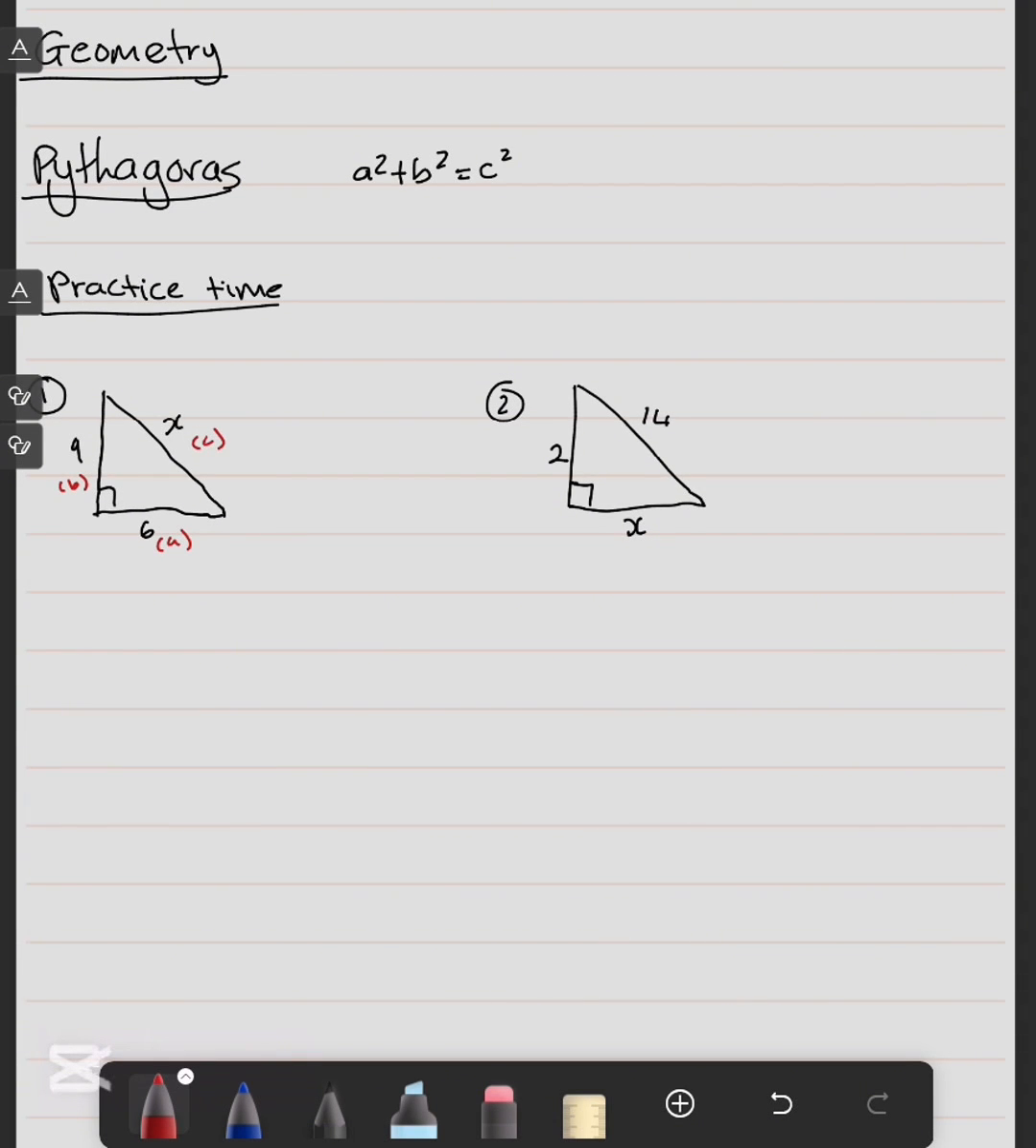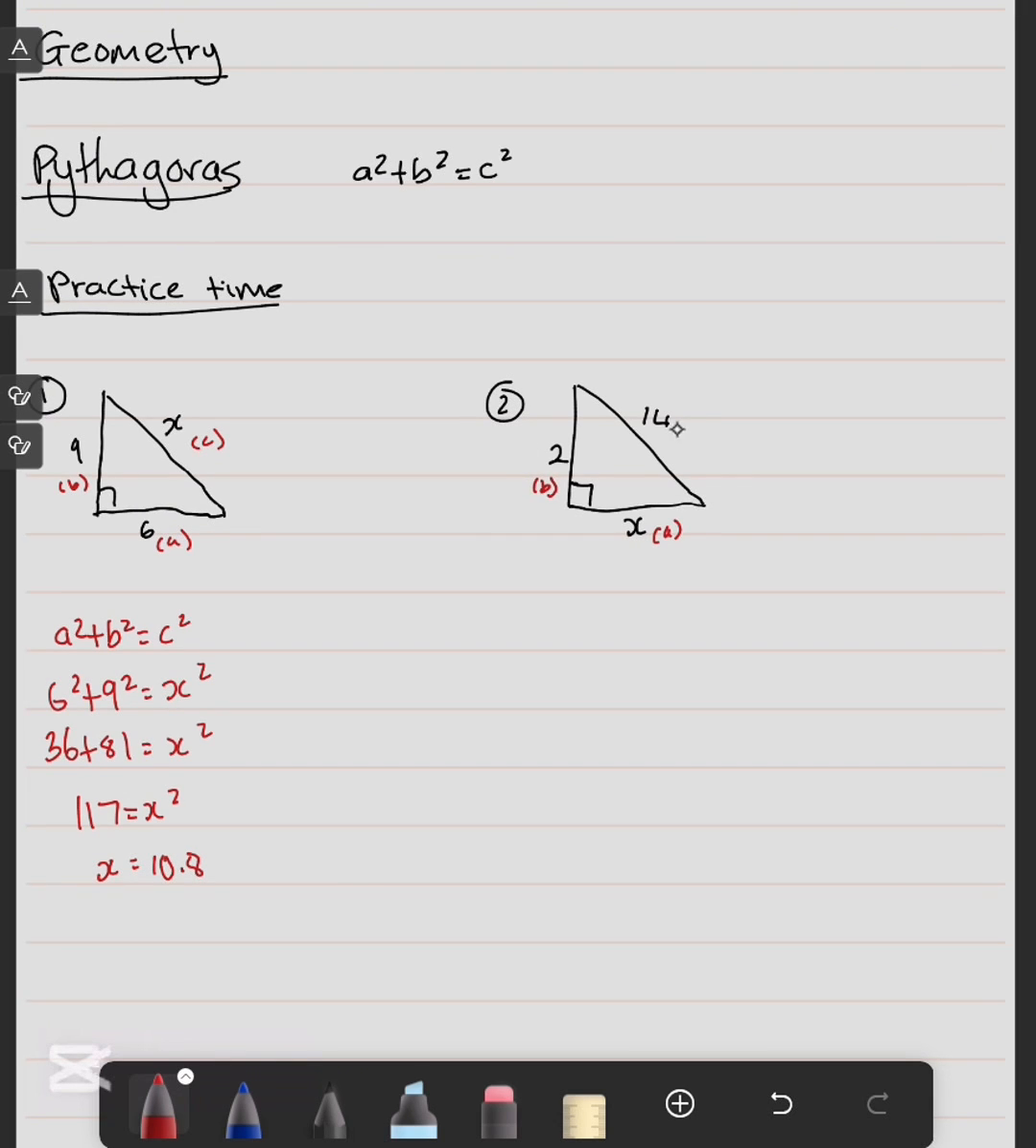First thing we do is always label our sides. So we're looking for c. So we write down our formula and c is the subject. We substitute in our values and we solve normally for x. We get x is equal to 10.8. Now on to the next question.